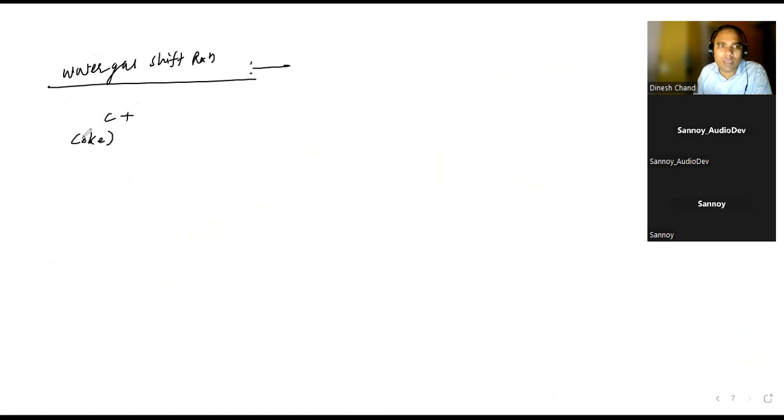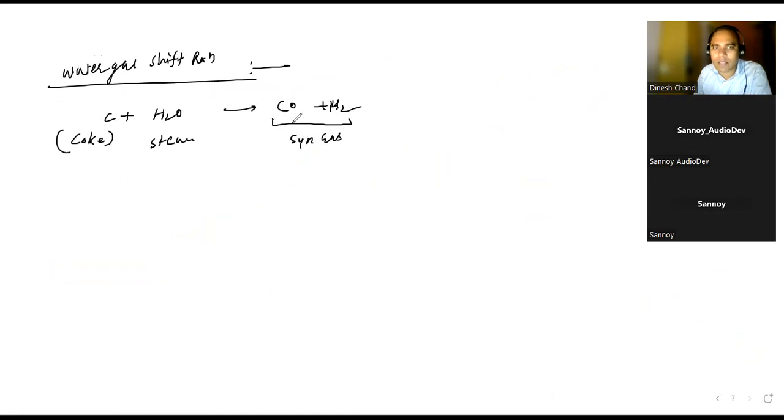Now, one reaction is there. Water gas shift reaction. Sometimes this is asked, water gas shift reaction. How is the water gas shift reaction going to be? See, if you are having the coke, and you are passing the steam to it, it is going to give CO plus hydrogen gas. CO plus hydrogen gas. This is okay. This is again going to be the syngas.